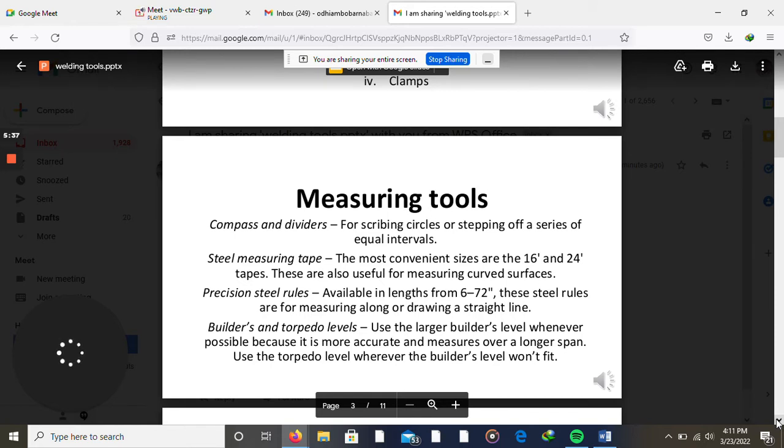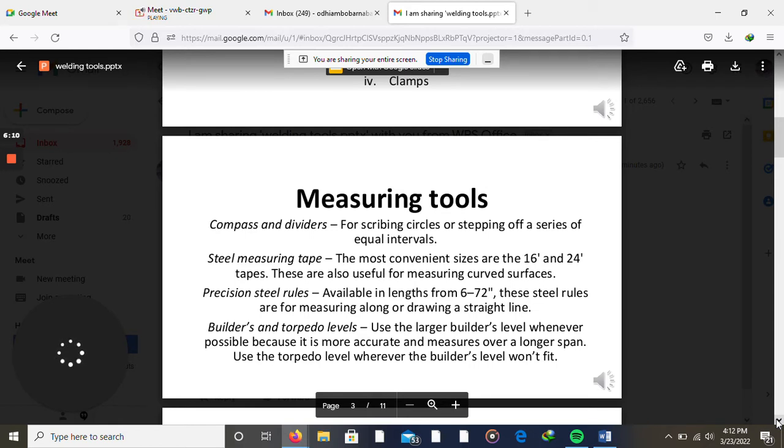Measuring tools, there are a number of them. The first measuring tool we have is compass and dividers. Compass and dividers are used for scribing circles or stepping off a series of equal intervals. Then we have the second measuring tool, the steel measuring tape. The most convenient sizes are 16-inch and 24-inch tapes. These are also useful for measuring curved surfaces.